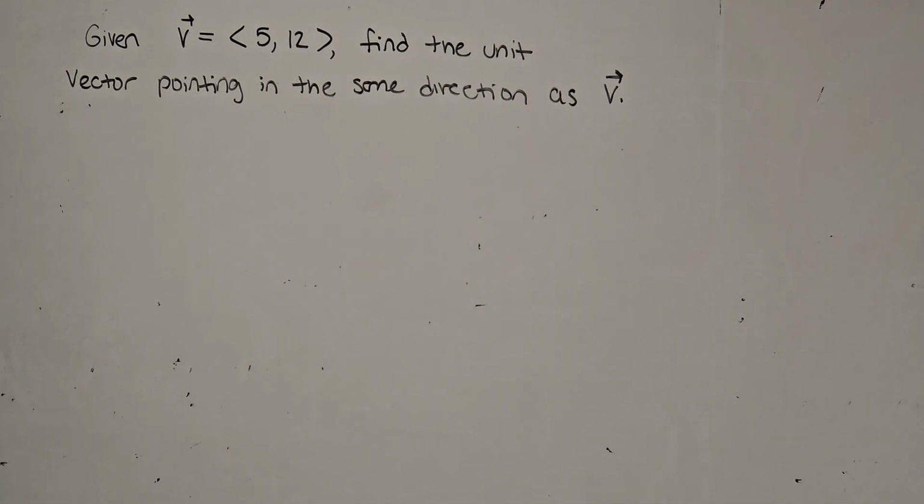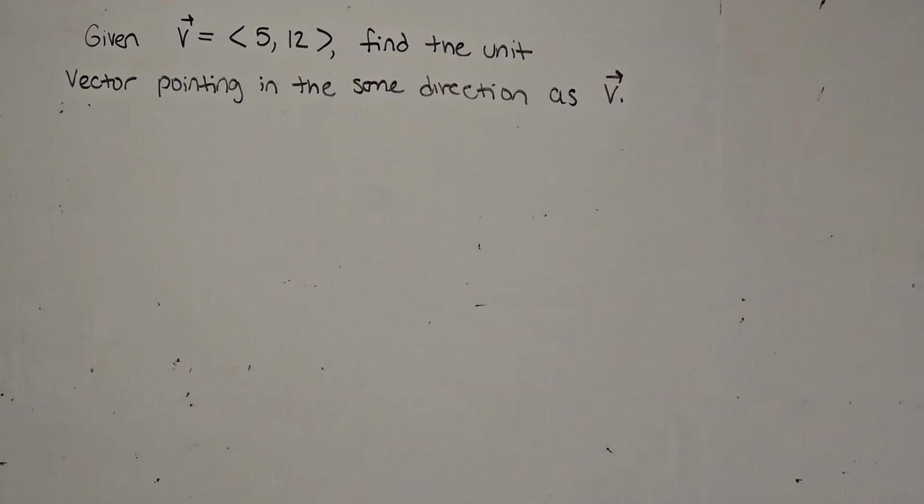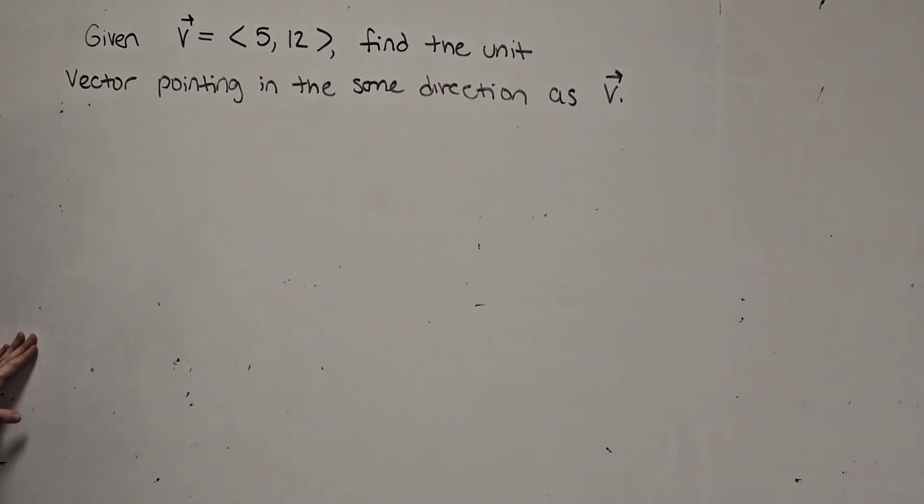Last thing for reviewing 2D vectors. Given some sort of vector, find the quote-unquote unit vector pointing in the same direction as v. So in math, anytime you see that word unit, unit circle, unit sphere, it's always talking about one. A unit circle is a circle with radius 1. A unit vector is just a vector of length or magnitude 1.